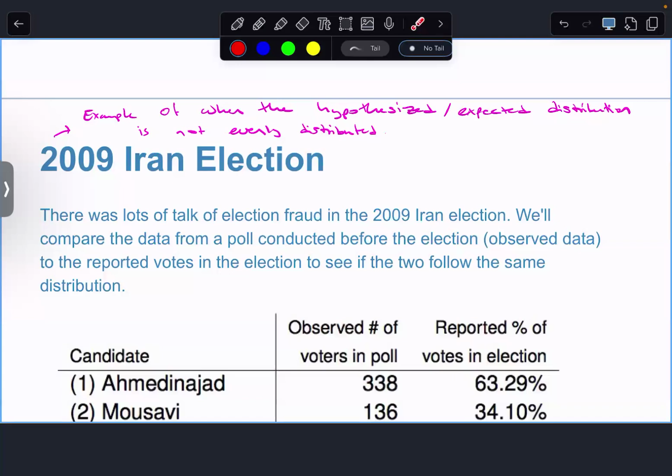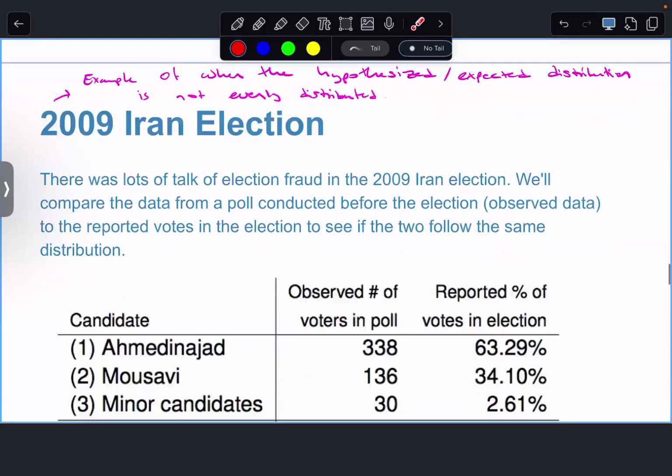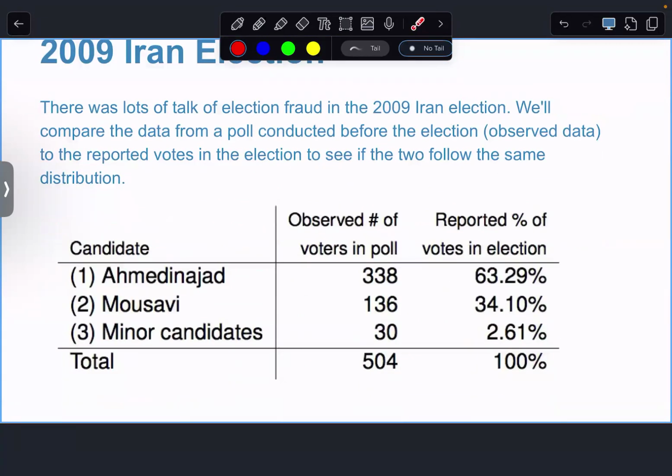They have some polling results, some pre-voting results that we could compare to the actual results, our observed results. In this case, if I had my wits about me, I could have changed this to be more about our election. But in the 2009 Iran election, I guess there was talk of election fraud. I was unaware. I was finishing my undergrad in 2009, so I was a little busy.